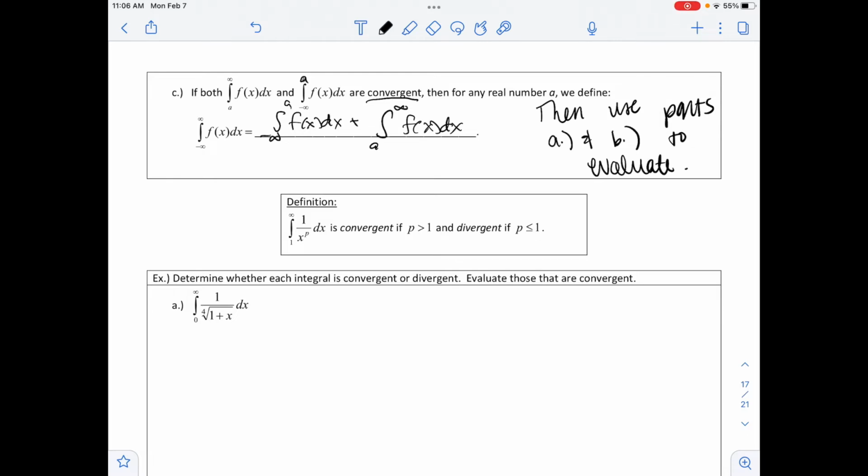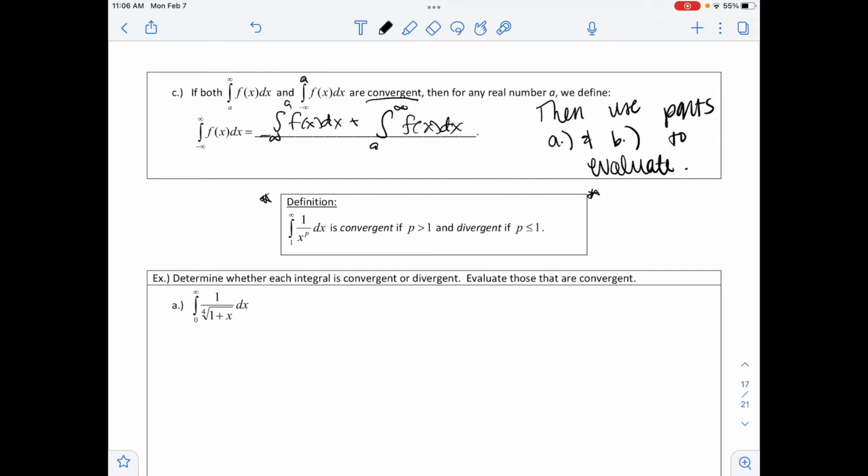And also a little side note here that if any one of these integrals is going to be divergent, then the whole entire integral, the original integral, would be divergent also. So the next thing we have is a definition. This is a great one to know.